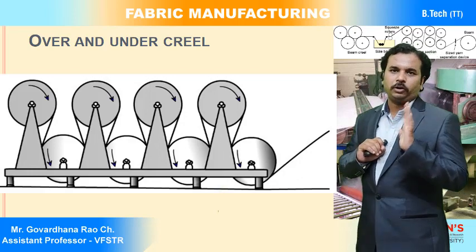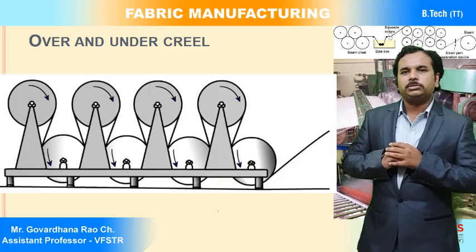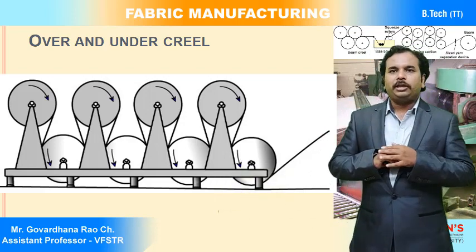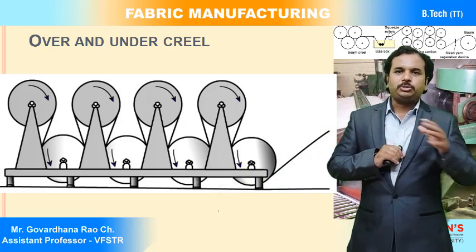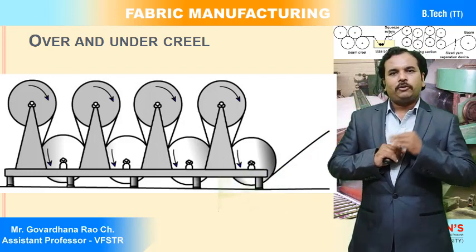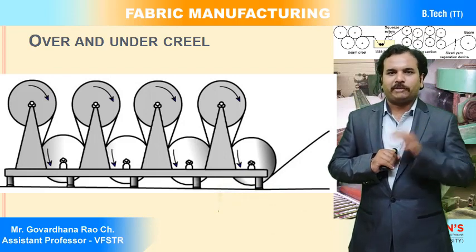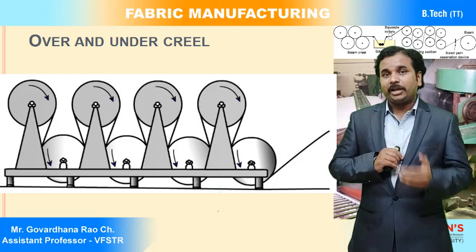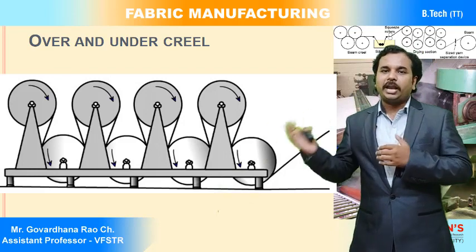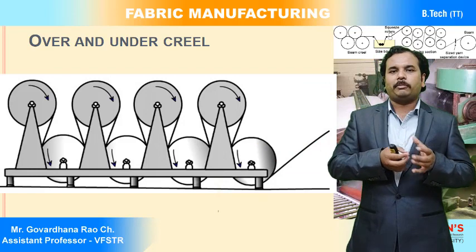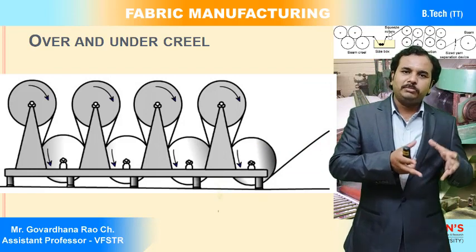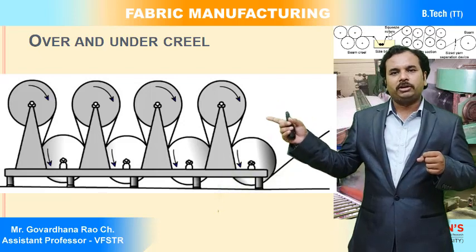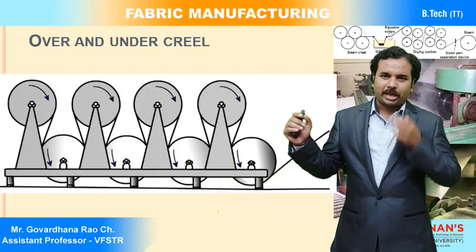This is for example. If we have 12 beams, each beam having 500, 12 into 5, that is 6000. If we have 14 beams, each having 500 ends, 14 into 5, that is 7000 ends. So the number of ends finally required in the weaver's beam directly affects how many beams are required. The number of beams is calculated as per the number of ends required in the weaver's beam. So this is the calculation.